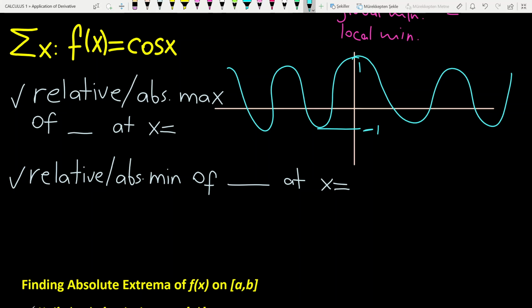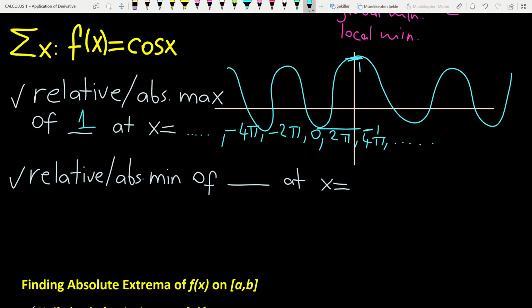The cosine function has both relative and absolute maximums of 1. Okay, this is the point 1. At the points, let's say minus 4 pi, minus 2 pi, 0, you can continue 2 pi, 4 pi, and you can go on, also from minus infinity. You have many points that make the cosine function maximum, relative or absolute.